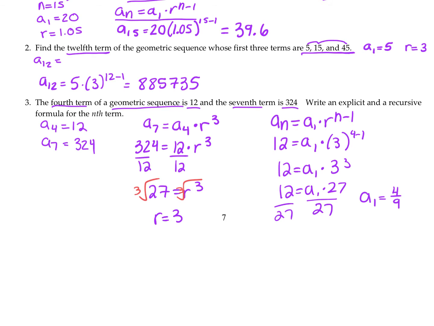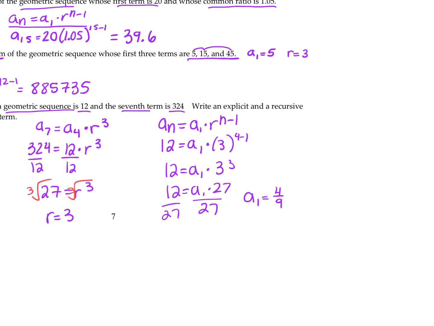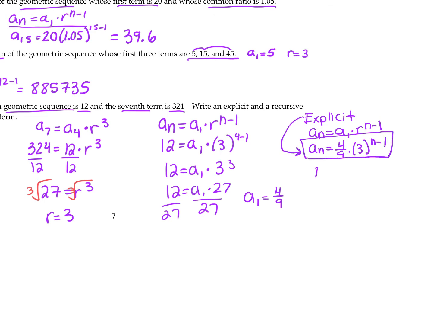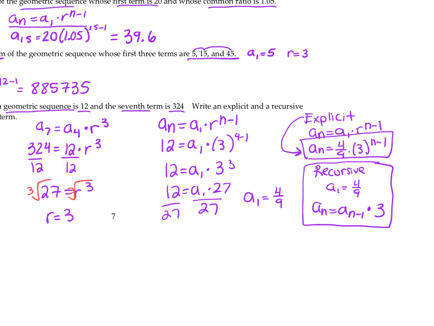And so they want me to write my explicit and my recursive formula. Okay. Ran a little bit out of room here, but that's okay. So my explicit formula is an equals a1 times r to the n minus 1. So that means it's going to equal 4/9 times 3 to the n minus 1. And so that would be my explicit formula. My recursive formula, we state what a1 is, so that's 4/9. And then I say the next term is the previous term times r, which would be times 3. And so those would be my two formulas for this situation.